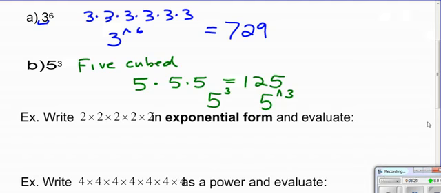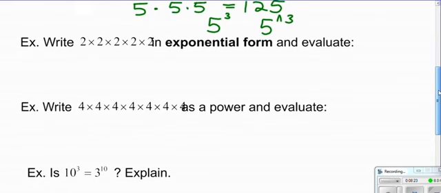Okay, these last 2 examples are going the other way. If you remember what we said, the base is the value being repeated. In this case, what we have repeated is the 2. So our 2 is our base. And then the exponent tells us how many times it's been multiplied. 1, 2, 3, 4, 5. So we have 2 to the power 5. And if we weren't sure if this was correct, we would again put both into our calculator, and we should get the same value. The next example, we have 4s being repeated.